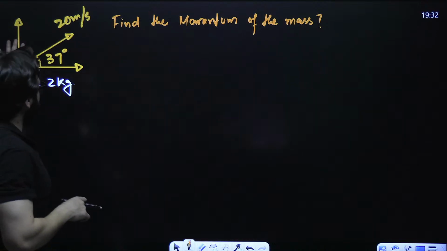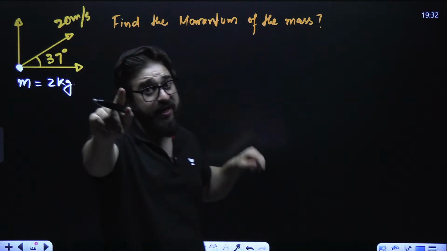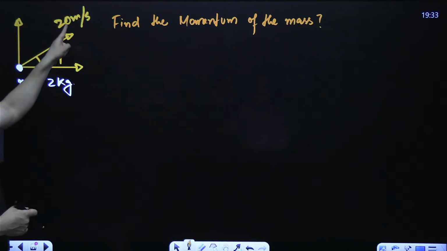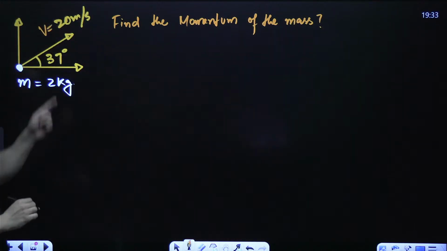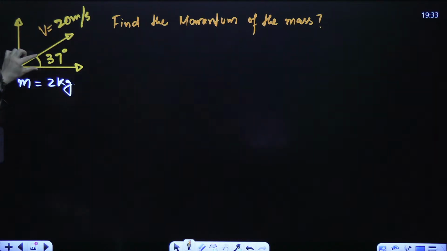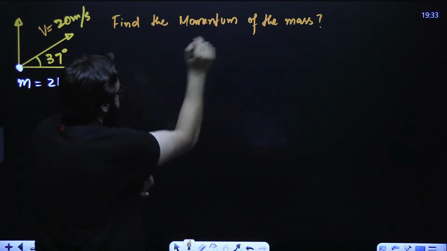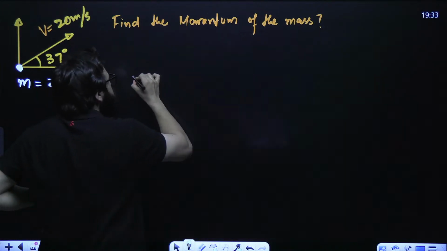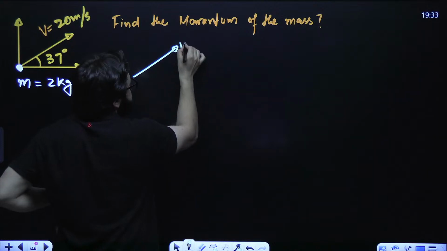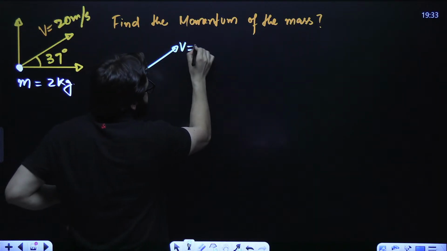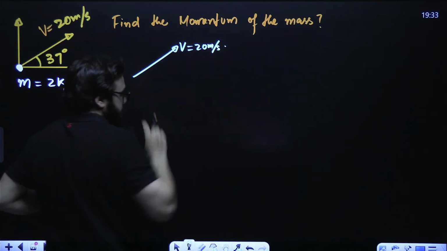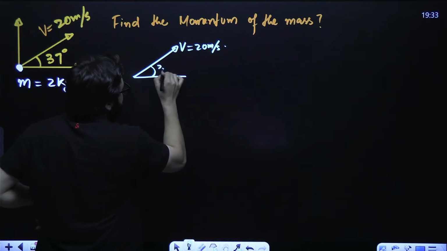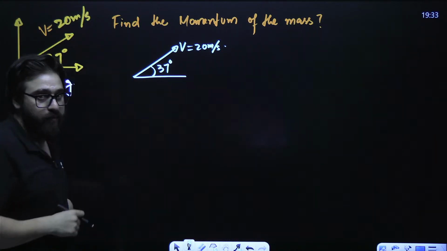Listen to me very carefully. Vectors are important, my dear friends. Mass is 2 kg. Velocity of the body here is 20 meter per second, but at what angle? 37 degrees. Let's suppose we have a vector something like this. This is V, and V is 20 meter per second. And this vector is making 37 degrees over here.